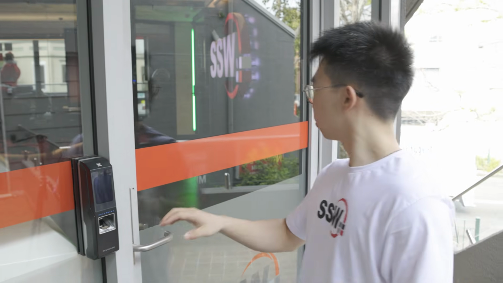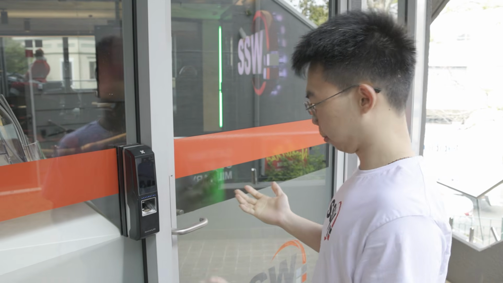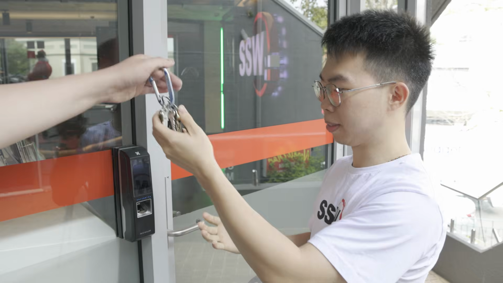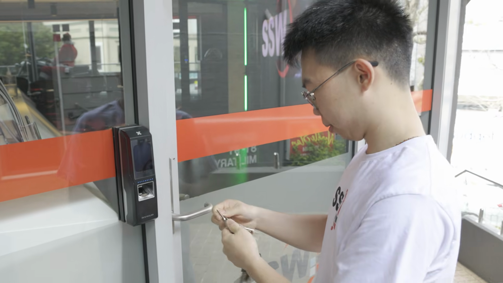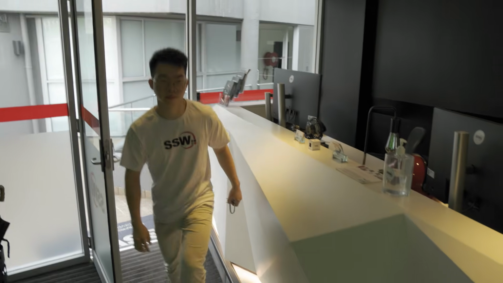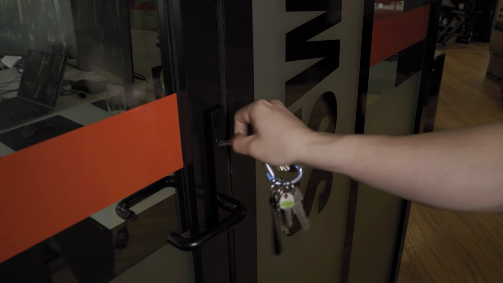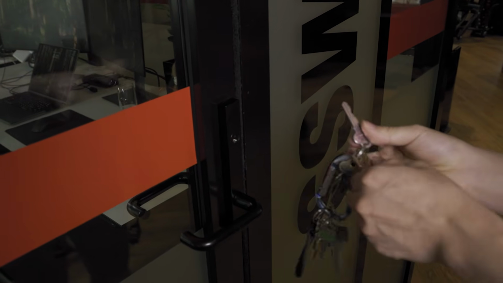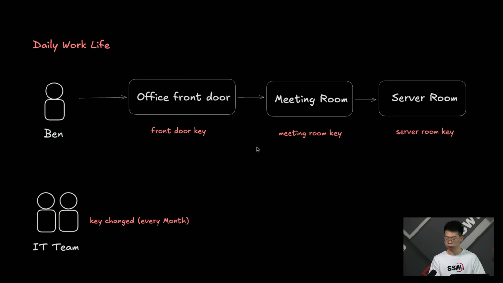So this is me coming to the office every morning. I'll need to find the right key to be able to enter the office front door. Once I get into the office front door, I will need to go into the meeting room, which also needs a different key. And if I need to enter the server room, I need a third key for that. So I need to handle 3 keys for 3 different access. So this is a pain for me. I can't find the right key at the right time sometimes.